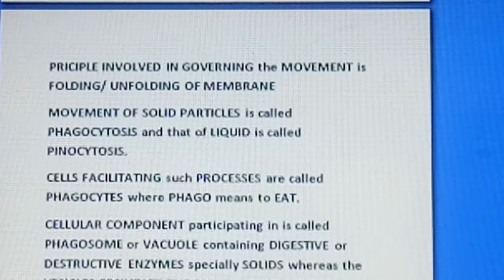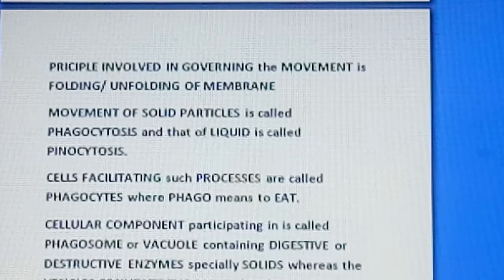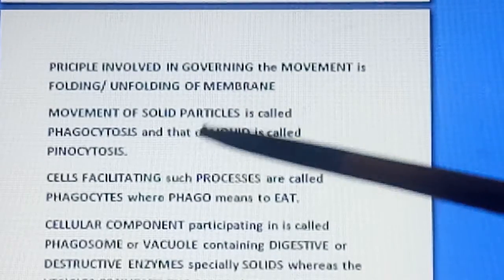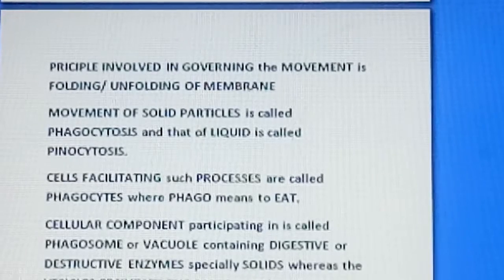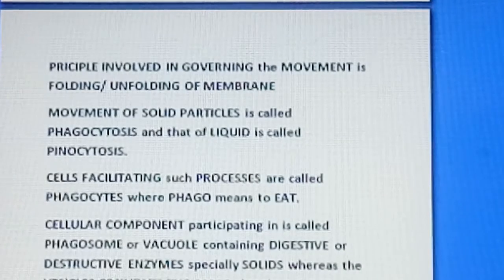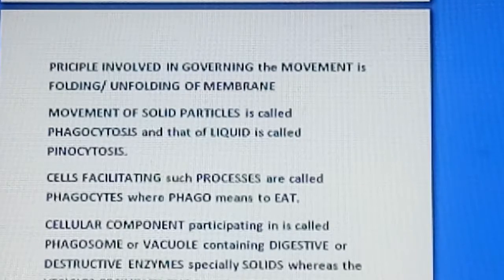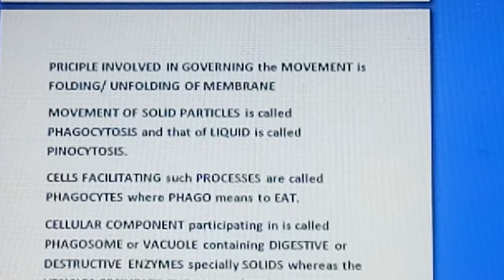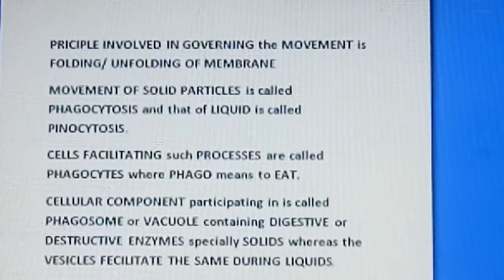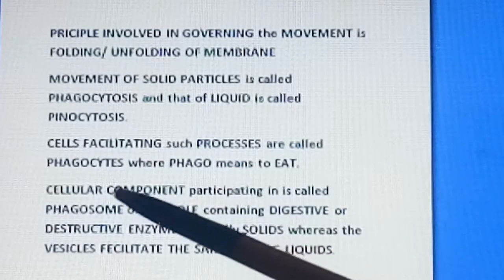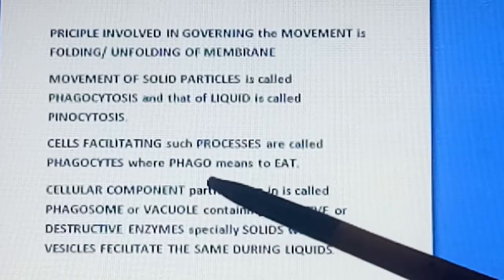So we have exocytosis and endocytosis. Suppose the particles are solid, then it is known as phagocytosis, and when the material is liquid, it gets dissolved in the extracellular fluid. Some very small materials dissolve into the extracellular fluid and then enter the cell by the process of pinocytosis. Now, the cells which govern the process of endocytosis are known as phagocytes, where phago means to eat.